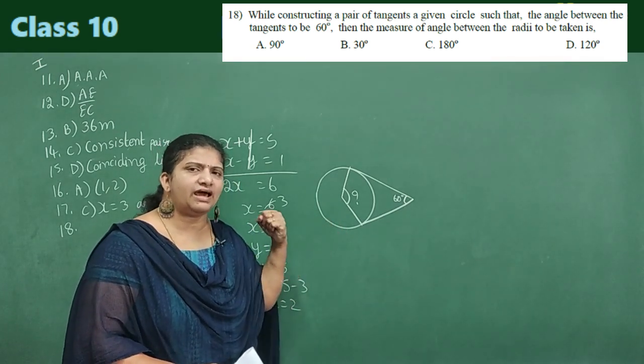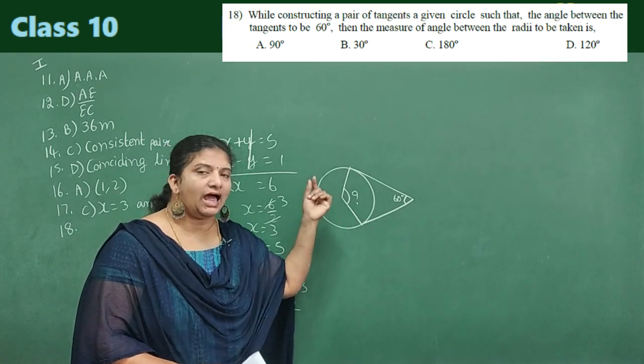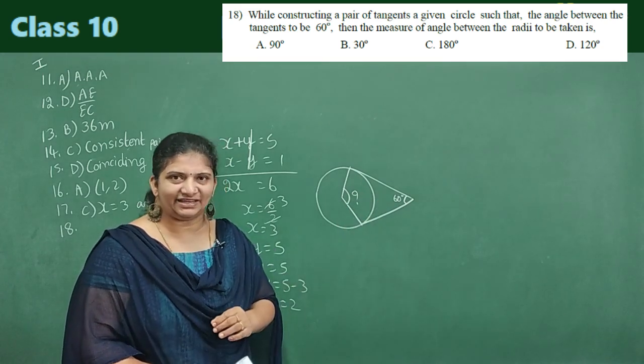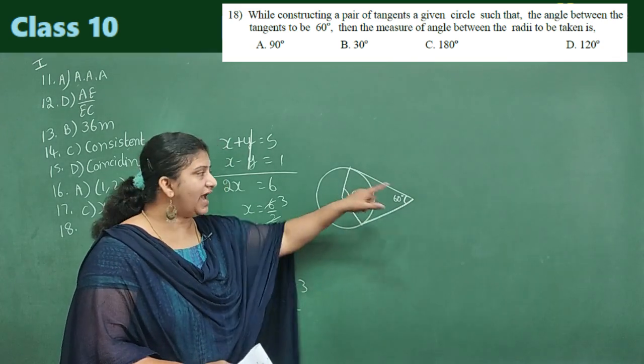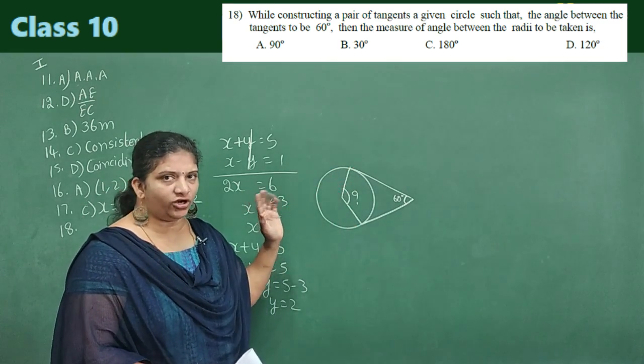This question we can answer directly. That is, the central angle and the tangential angle sum will be 180 degrees. Why? Tangents are perpendicular to the radius of a circle through the point of contact.